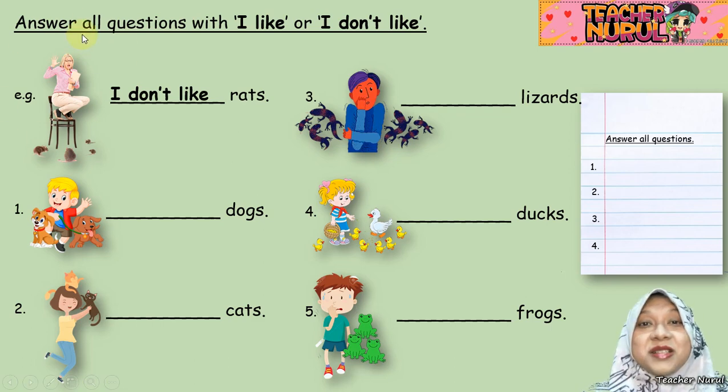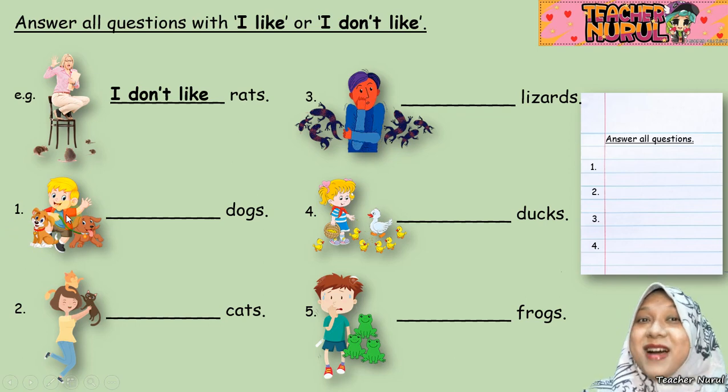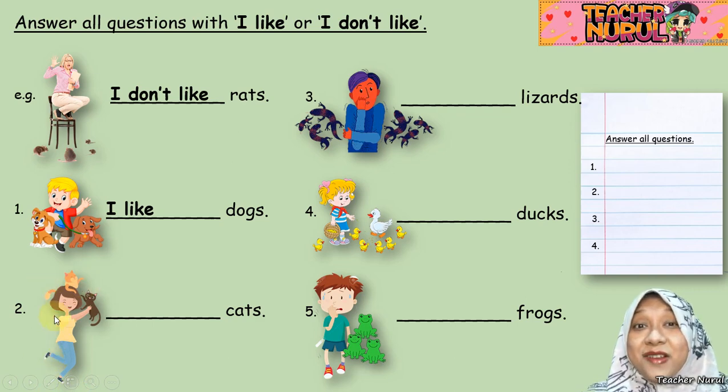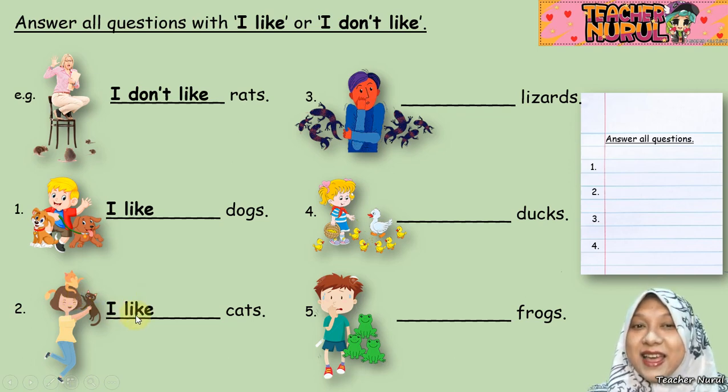Now I assume all of you have already finished your exercise. Now let us go through the answers one by one. What about number 1? Look at the boy's face. He's smiling, isn't it? Yes, the answer is I like. Very good. Now look at number 2. Look at the girl's face. She's very happy, isn't it? Yes, very good. The answer is I like.